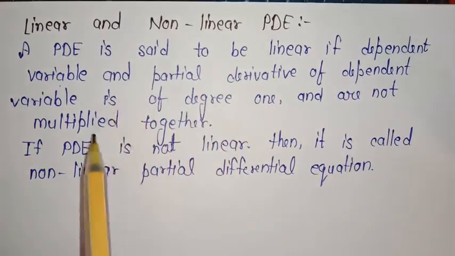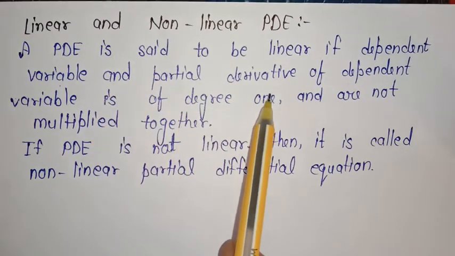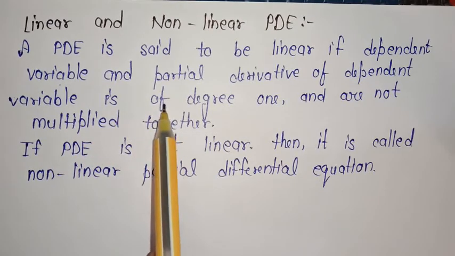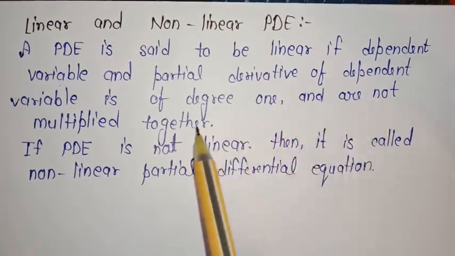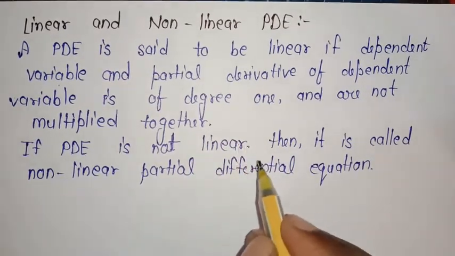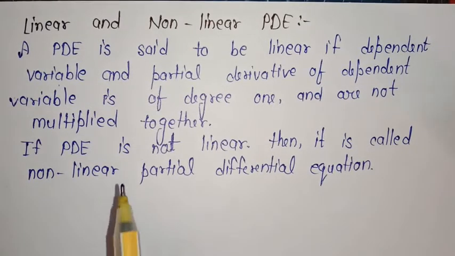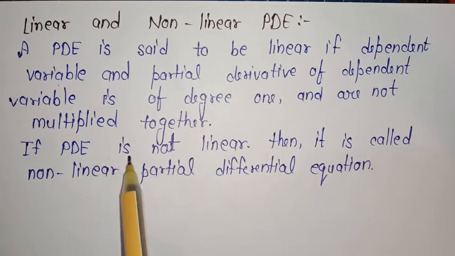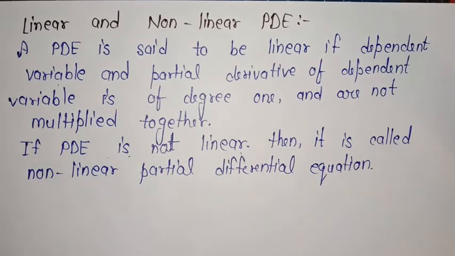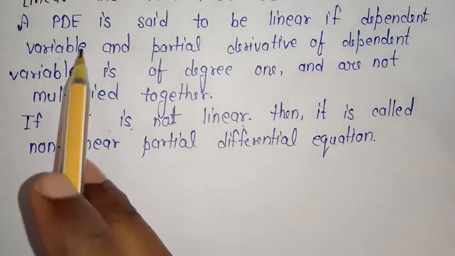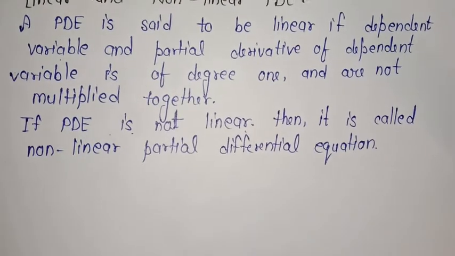That is, if the dependent variable is z and the partial derivatives of the dependent variable, that is ∂z/∂x or ∂z/∂y, both are of degree 1 and are not multiplied together. That is, the PDE does not involve a term of type z into ∂z/∂x. So in that case we call that PDE a linear partial differential equation. And if the given PDE is not linear, in that case we call that PDE a non-linear partial differential equation. I will take some examples to show the differences between linear and non-linear partial differential equations.